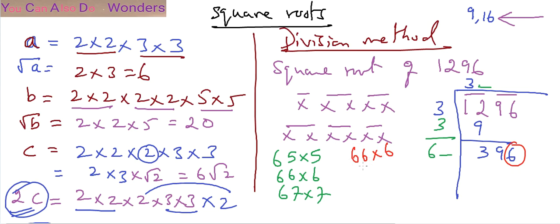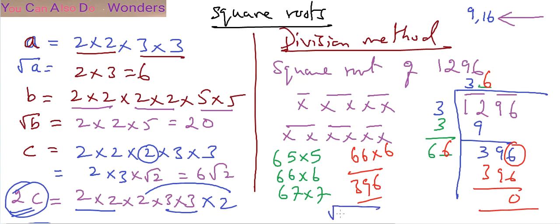Now 66 into 6 will give 396. So 6 times, here 6, 396. So the remainder is 0. Therefore the square root of 1296 is 36. Square root of 1296 equals 36. So this is how we find the square root of a number using the division method.